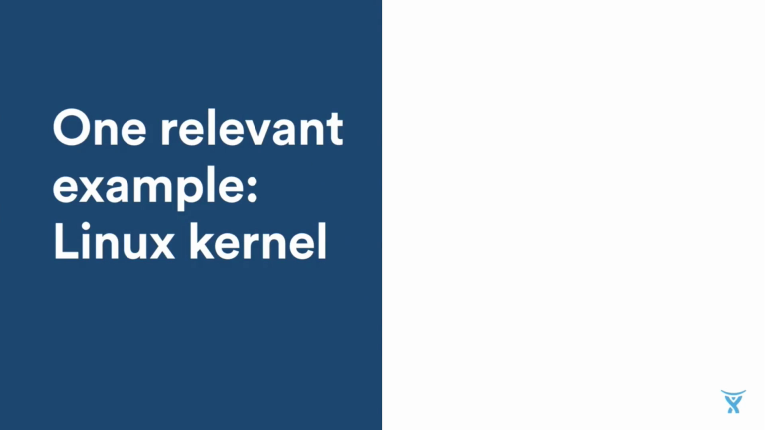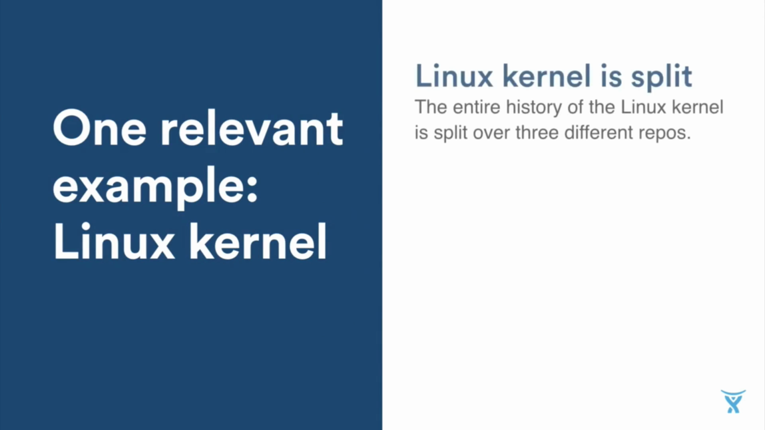Git was created to manage the Linux kernel project, obviously, as many of you might already know. But if you clone the current Linux kernel repository, you're not cloning the entire history of the Linux kernel. Actually, it's 3 different repositories that you need to assemble yourself using this technique.